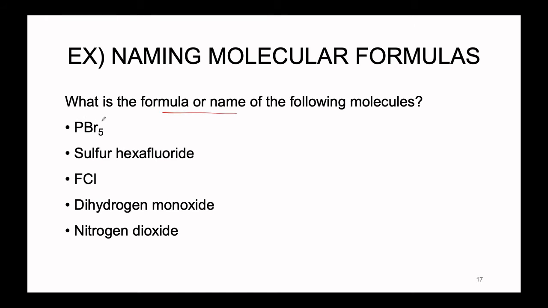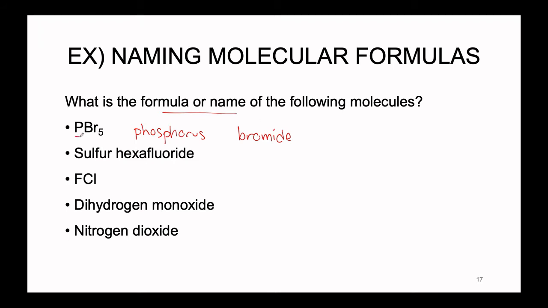So PBr5. Since it's a chemical formula, we're going to go through our naming convention. First is phosphorus, and second is bromine. Since this is the second element being listed, we're going to drop the suffix of the INE, and we're going to add the IDE. So far we have phosphorus bromide.